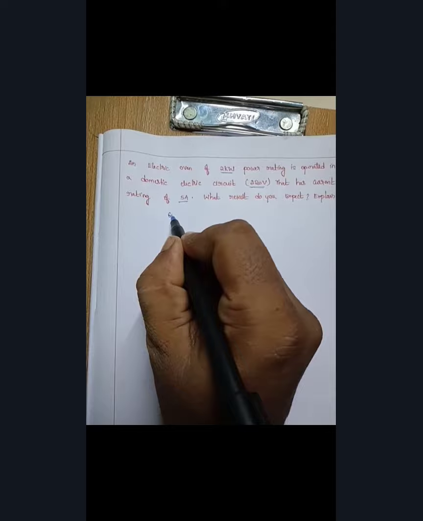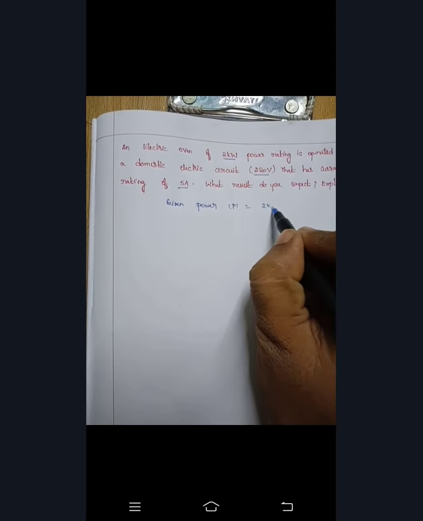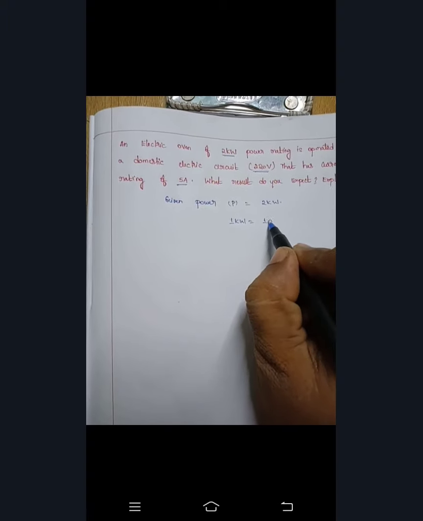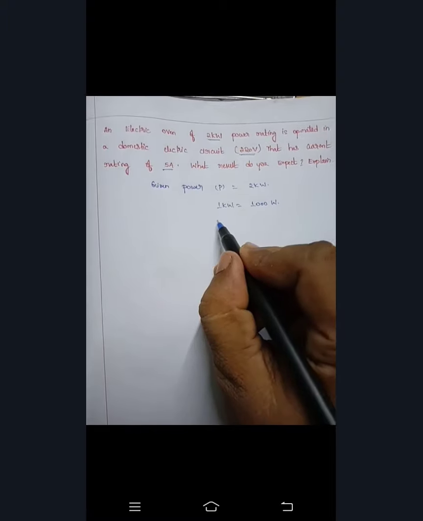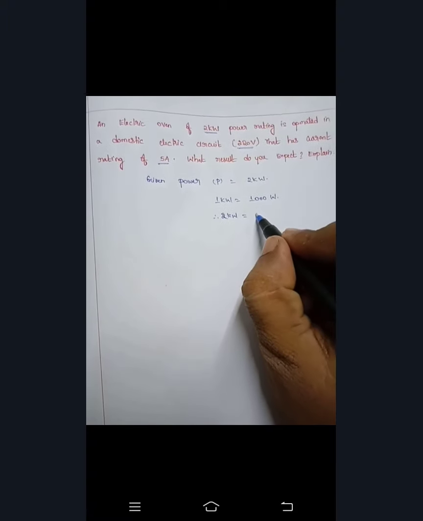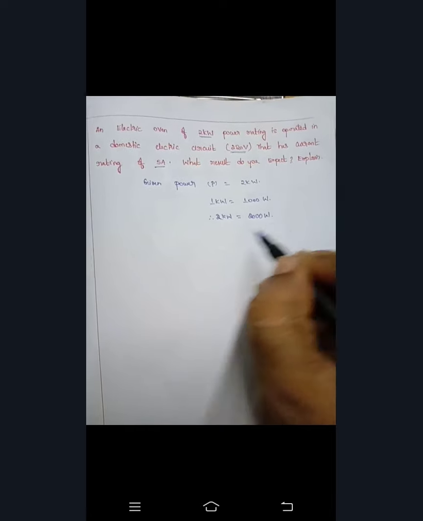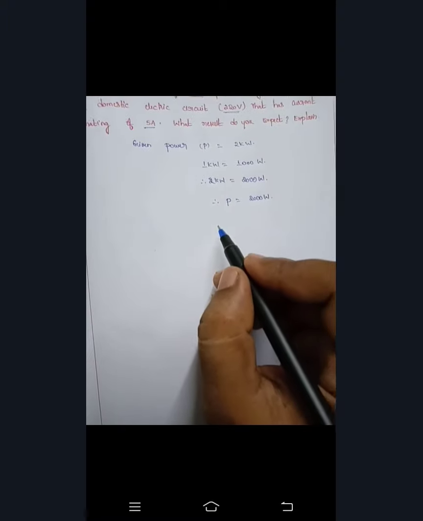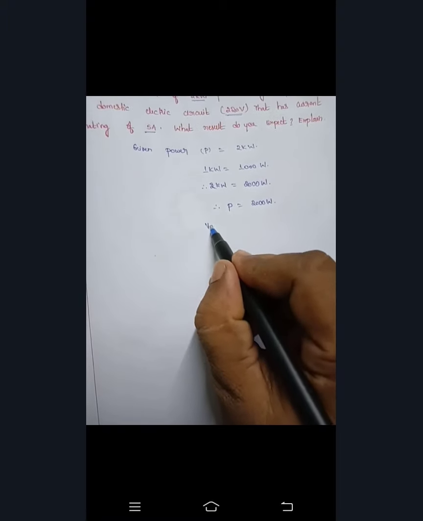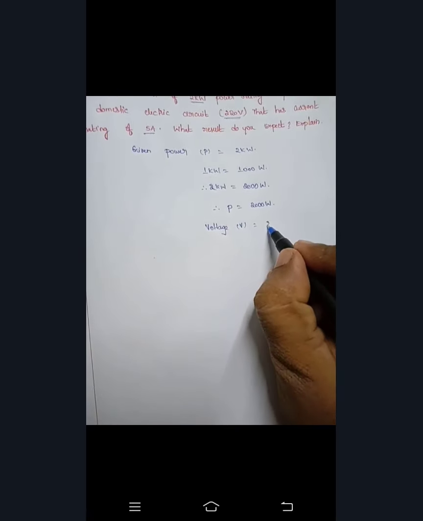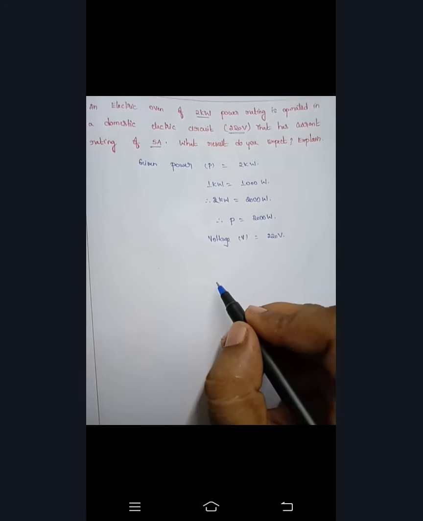Here the given power is 2 kilowatts, voltage is 220 volts and current is 5 amperes. 1 kilowatt is equal to 1000 watts, so 2 kilowatts is equal to 2000 watts. Therefore, P is equal to 2000 watts. Voltage V is equal to 220 volts.